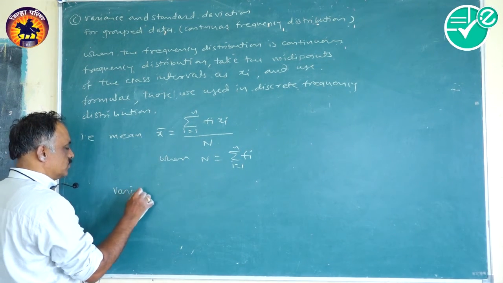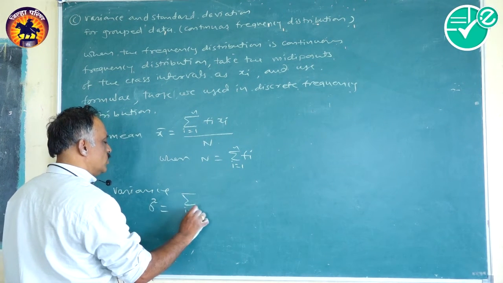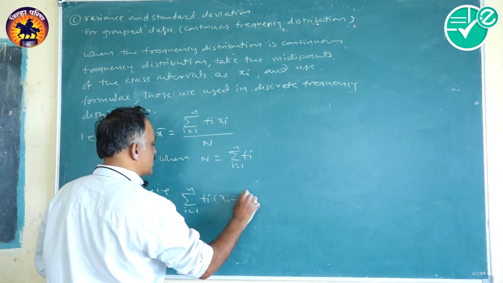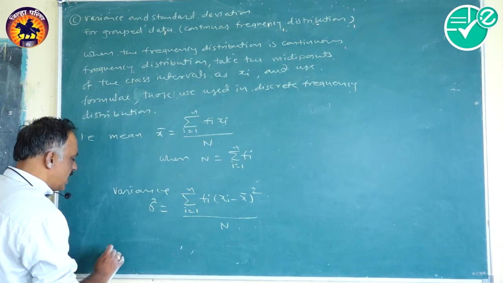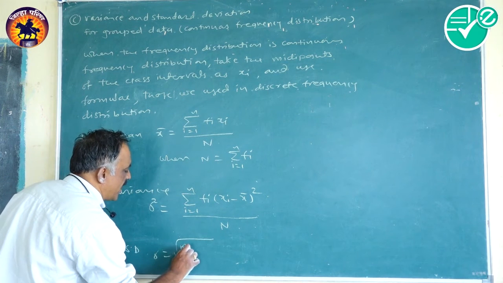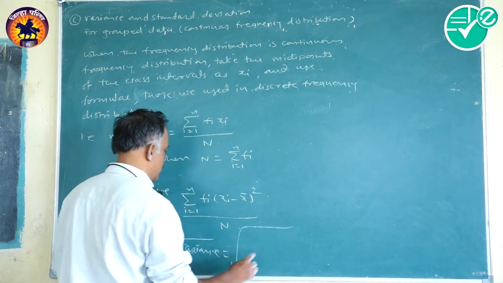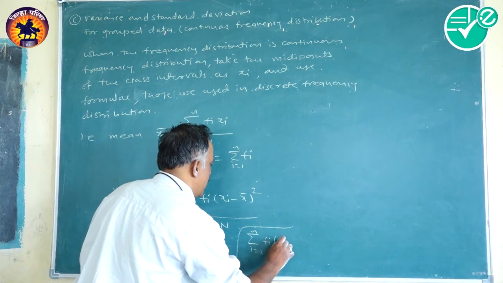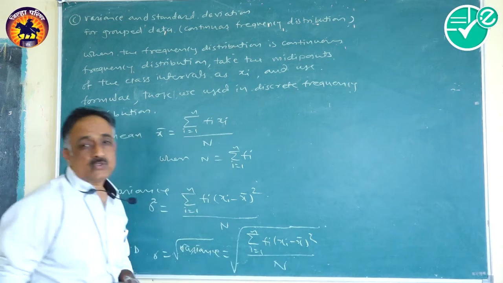variance sigma square is equal to sigma i equal to 1 to n of fi (xi minus x bar) whole square, and this whole thing divided by N, and standard deviation sigma is equal to the square root of the variance, that is equal to the square root of sigma i equal to 1 to n of fi (xi minus x bar) whole square divided by N. This is the formula that you should use.